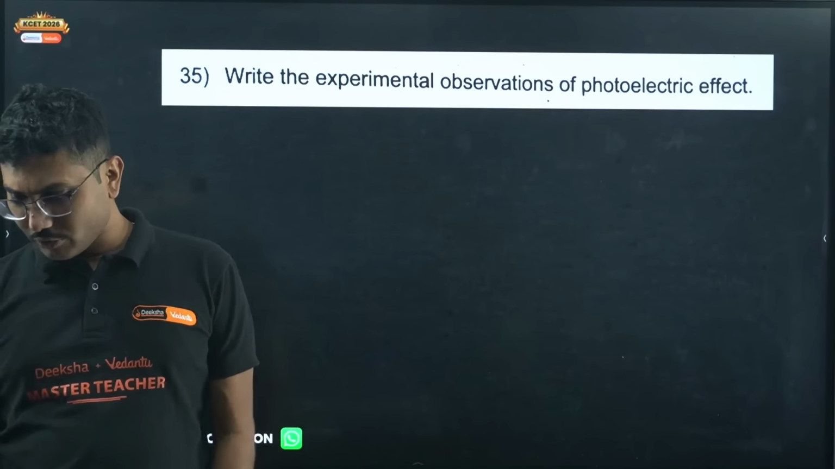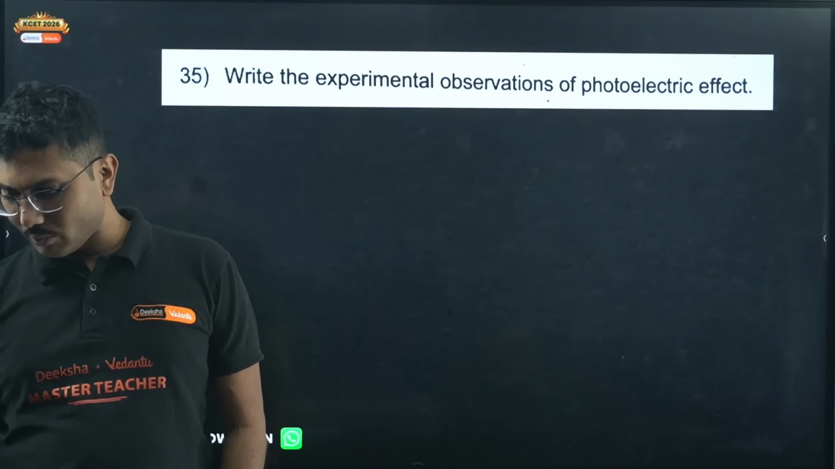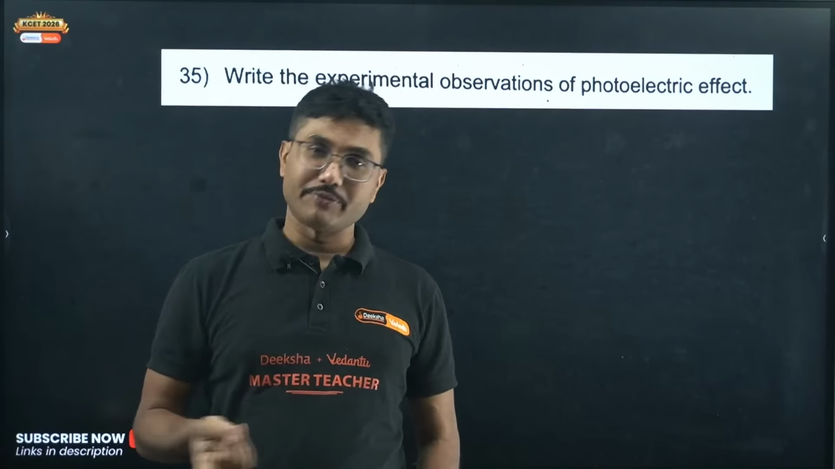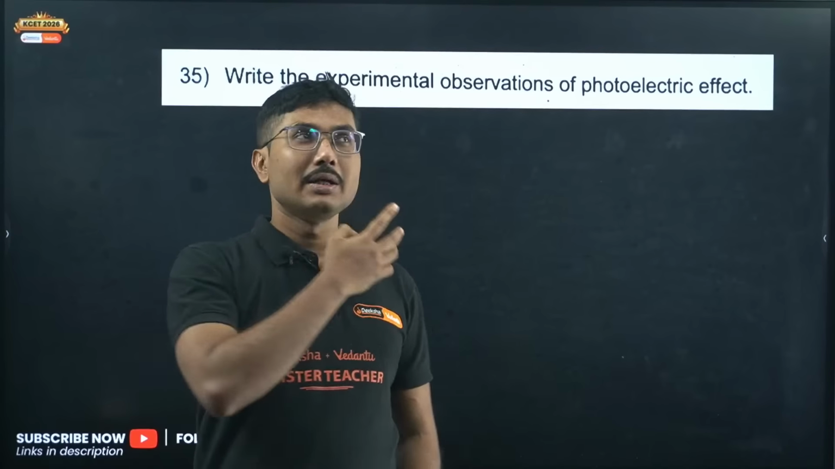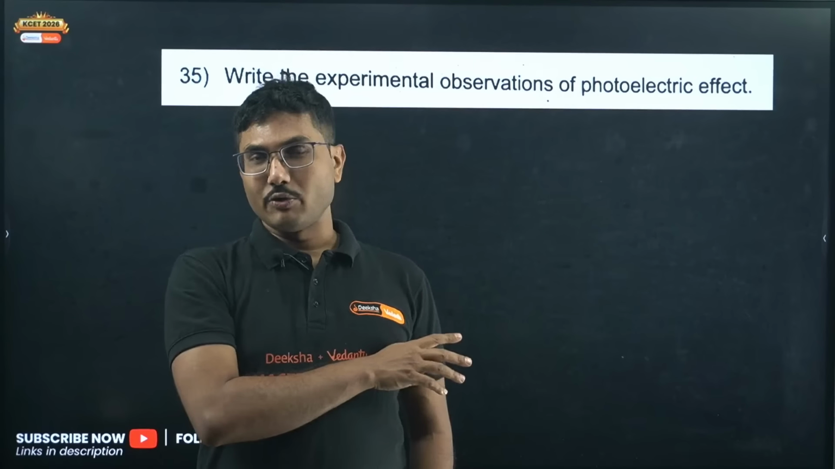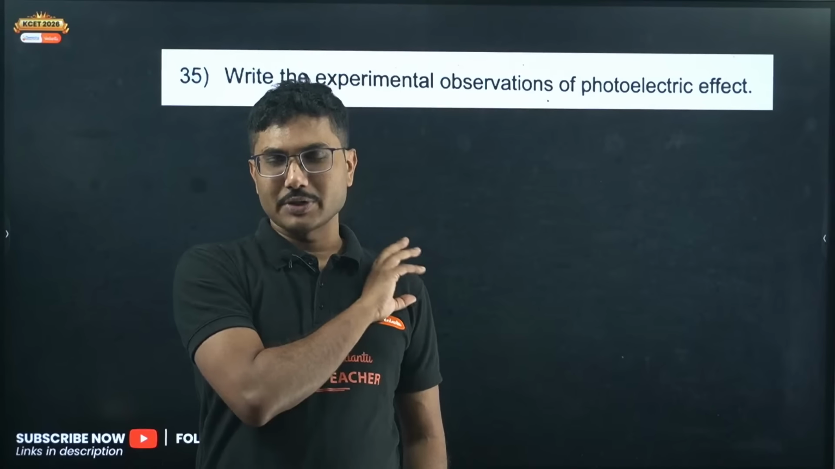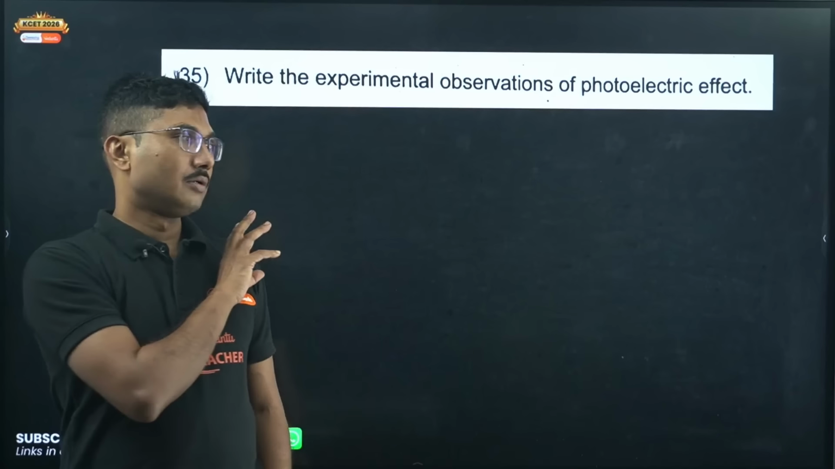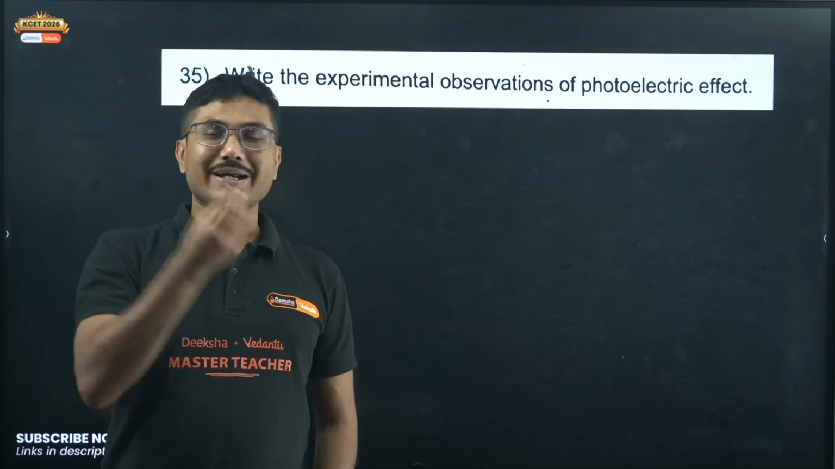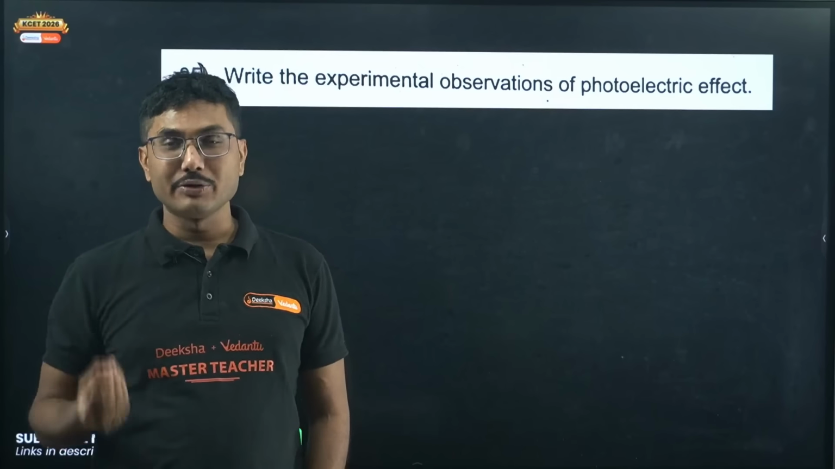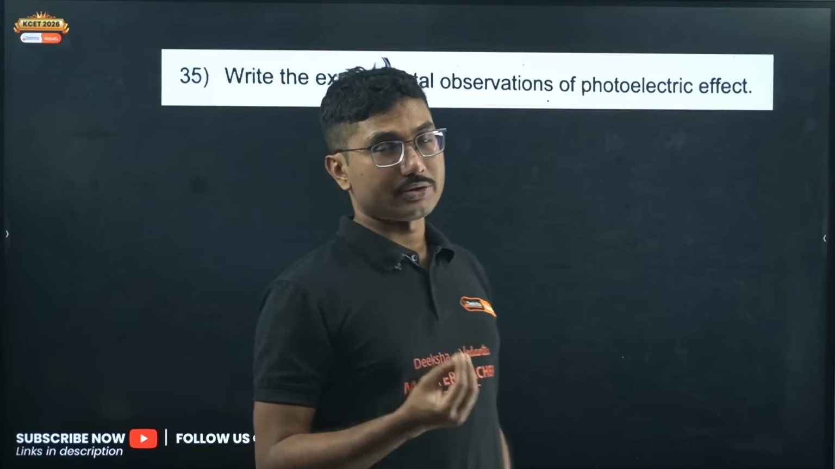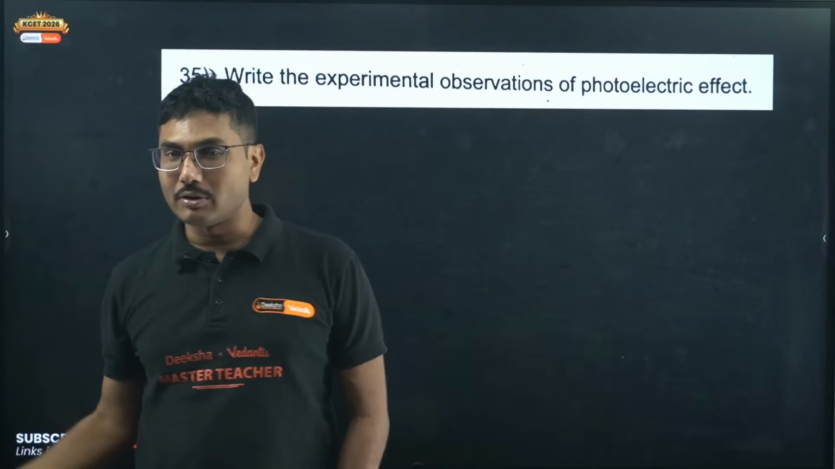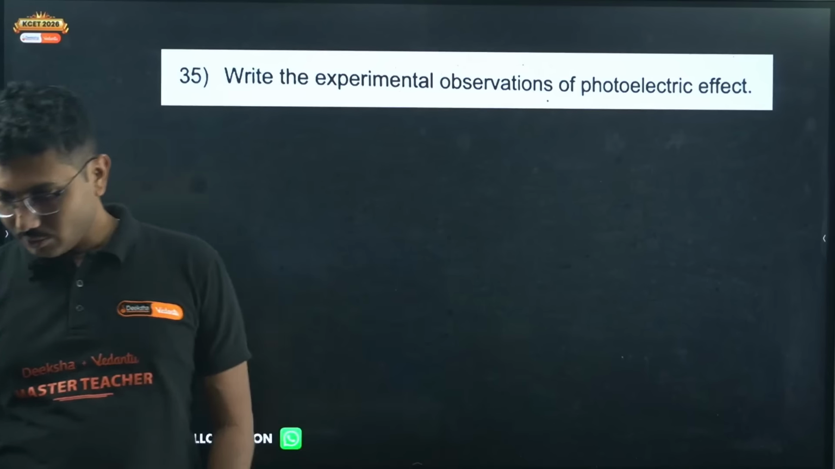If you have defined threshold frequency, maybe you can get 1 or 2 marks. But threshold frequency is only one observation. If you have not given wavelength, okay, wavelength was not there in this observation, because it was based on the fact that light is falling and you are getting electrons. So the observation was about emission of electrons. It is not about wavelength. Later on Einstein came, he related those two quantities.